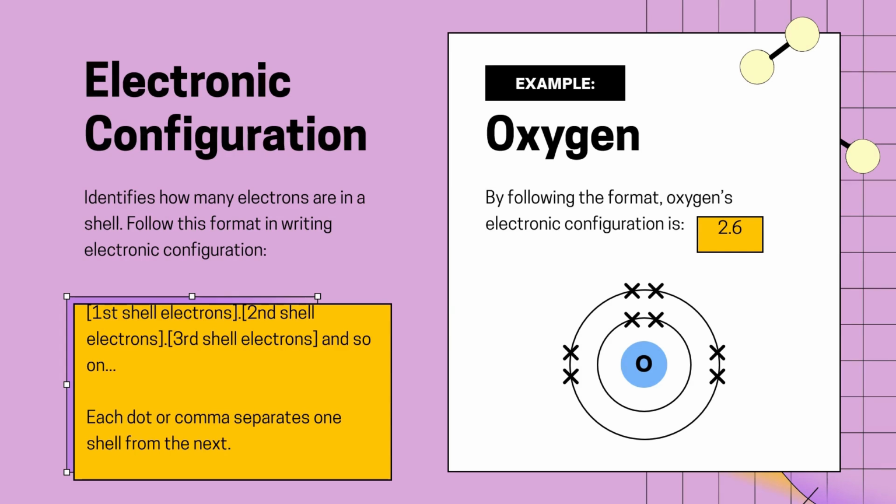What is the shorthand notation we can write for writing the electronic configuration? In a bracket, we write 2 in the first shell, then comma, 6 in the second shell, and then we close the bracket. Or we can write it as 2.6. 2 in the first shell, 6 in the second. Each dot or comma separates one shell from the other.